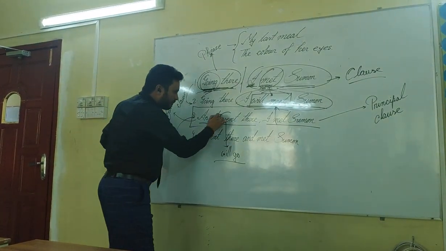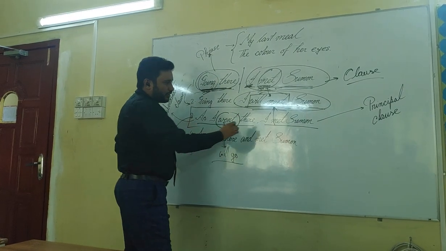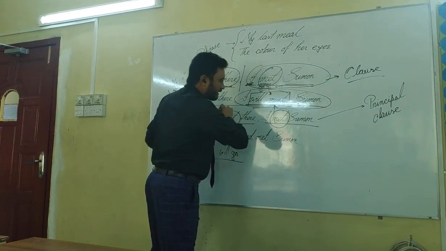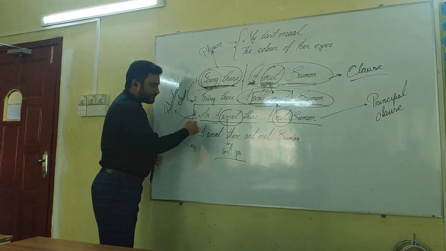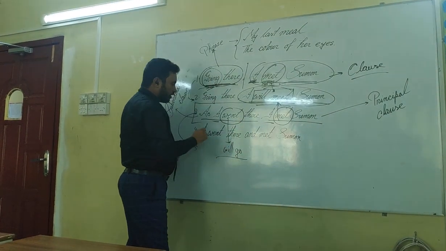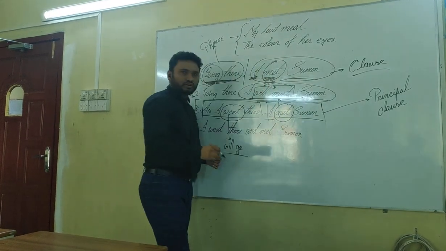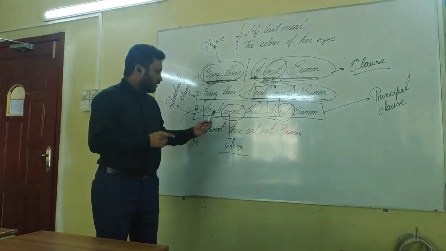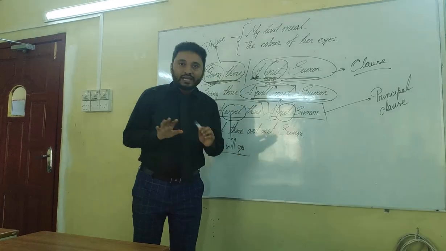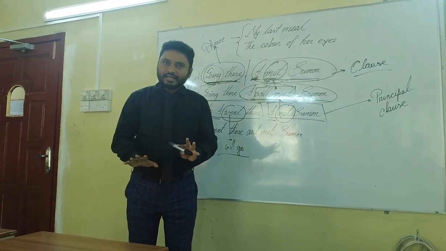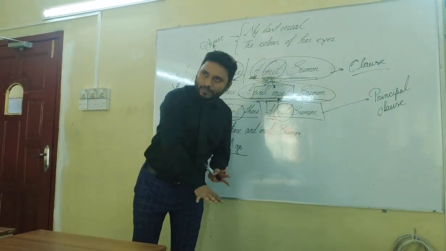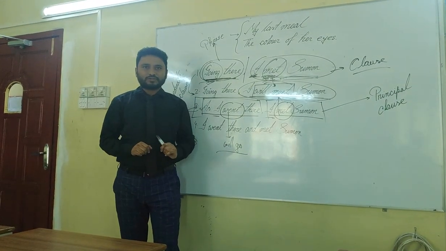So this verb is getting changed. Same thing is happening here also. This verb is getting changed. There is a subject, there is also a subject. So this is a clause. Accordingly, this is a clause too. So there are two clauses. If there are two clauses, it can either be a complex sentence or a compound sentence.